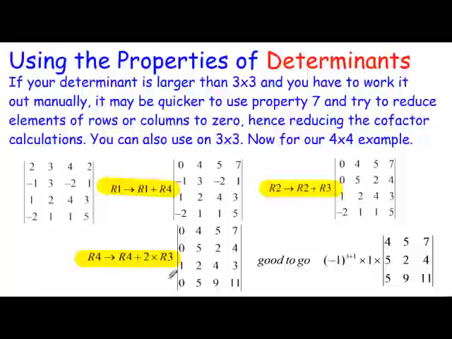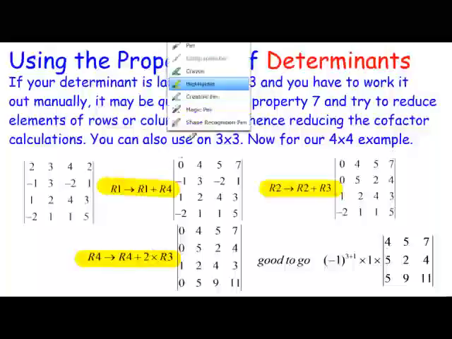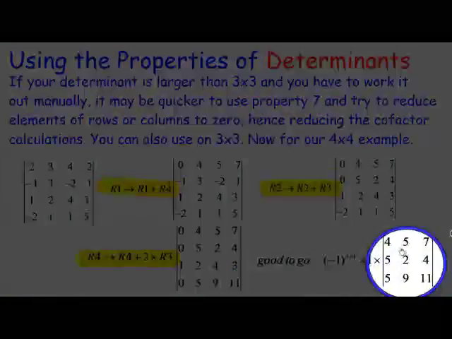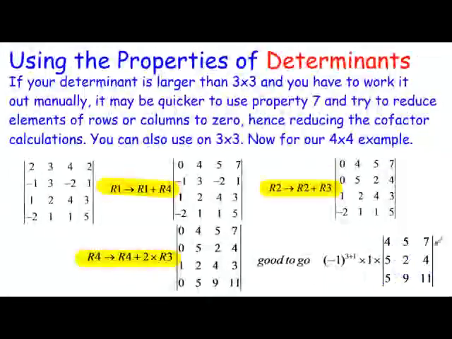So it's 1 times, if you basically cross out this column and this row, and just form the 3 by 3: 4, 5, 5, 5, 2, 9, 7, 4, 11. As you can see here, over here. Basically we've done a lot of reduction.